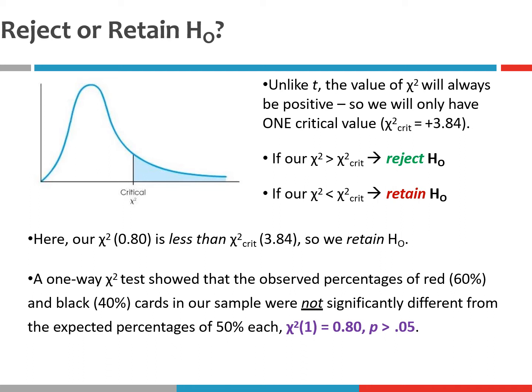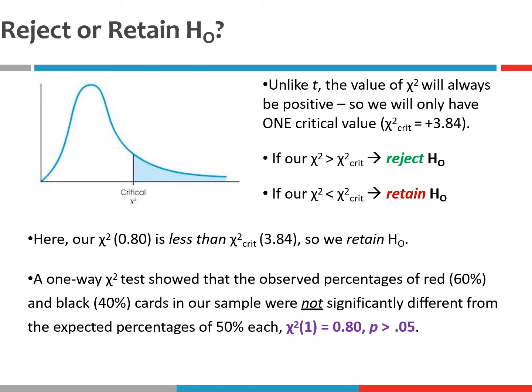So we would say a one-way chi-square test showed that the observed percentages of red, so 60%, which corresponds to the number of red cards that we got, 12 divided by 20, and 40% black cards, which again corresponds to the number of black cards we got divided by 20. So we have that the observed percentages of red and black cards in our sample were not significantly different from the expected percentages of 50% each.